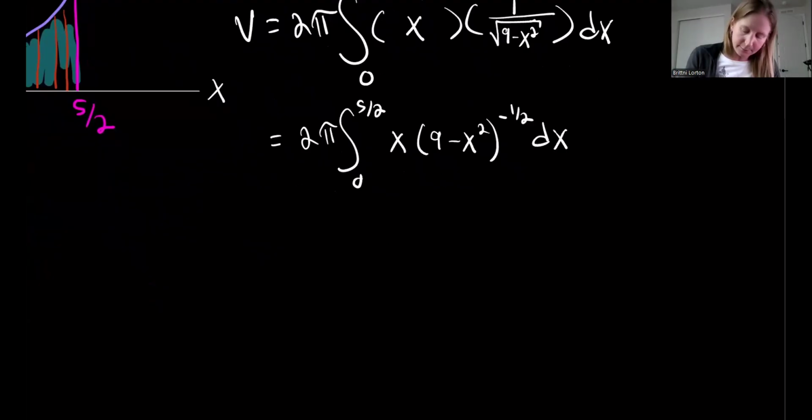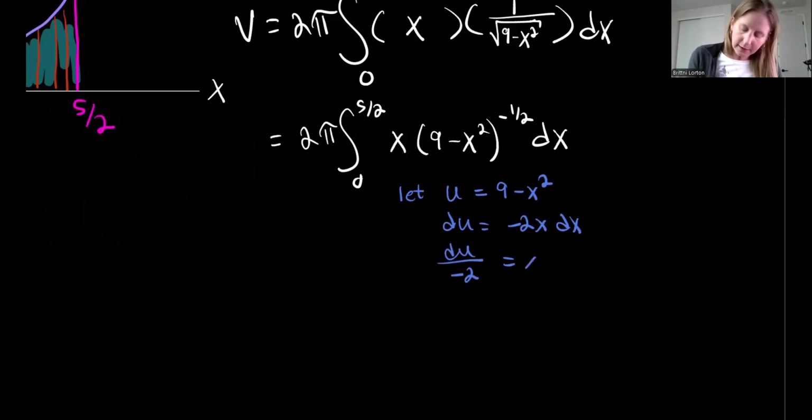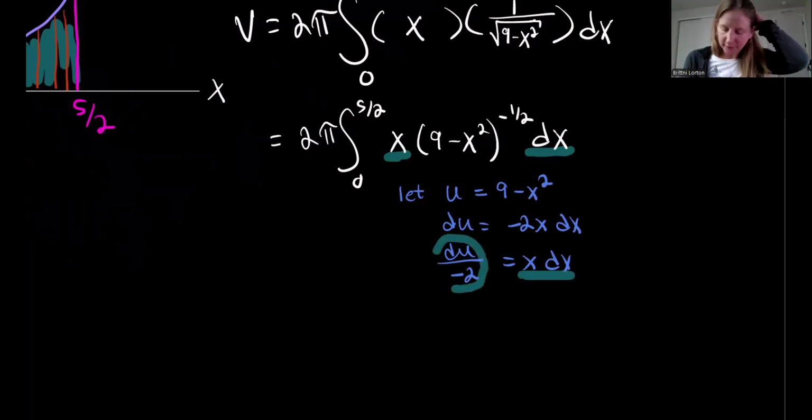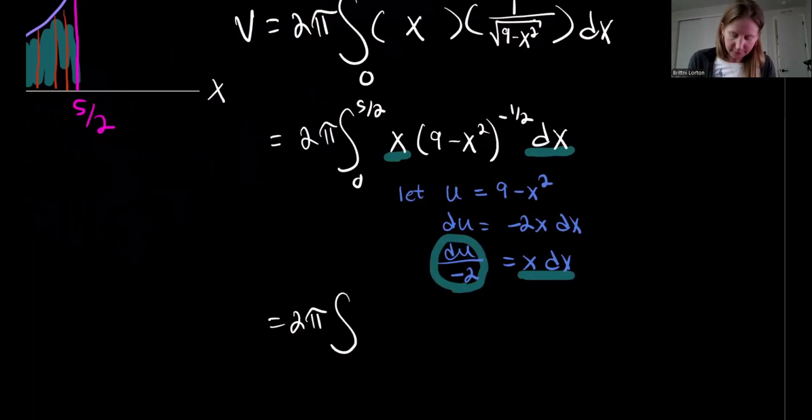Here is a classic example of a u-sub, where I am going to let u be 9 minus x squared, and then du was negative 2x dx. So du divided by negative 2 was x dx, and I'll highlight so you can see where I chose that from. My problem had an x times a dx, so I wanted an x dx by itself, which is why I divided by a negative 2, and now I'm going to end up with a du divided by negative 2. We can do it: 2 pi times the integral of u to the negative 1/2 times du divided by negative 2.